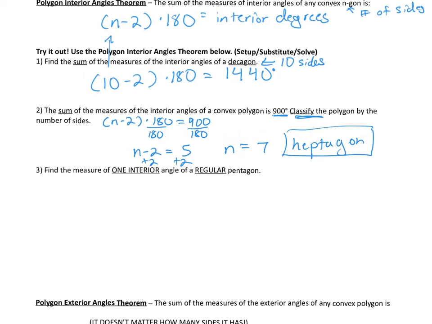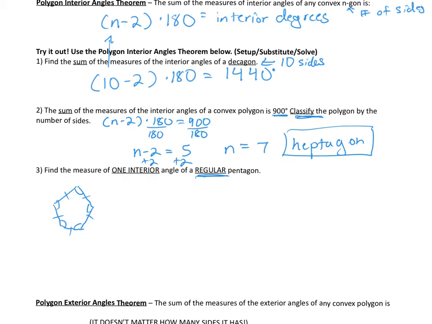Number 3, find the measure of one interior angle of a regular pentagon. The key word is regular. Remember, regular means they're all equal, the same length. So if I drew a regular pentagon, this isn't the best drawing, just remember from last time, all the angles are the same, all the sides are the same. That's what it means to be regular.